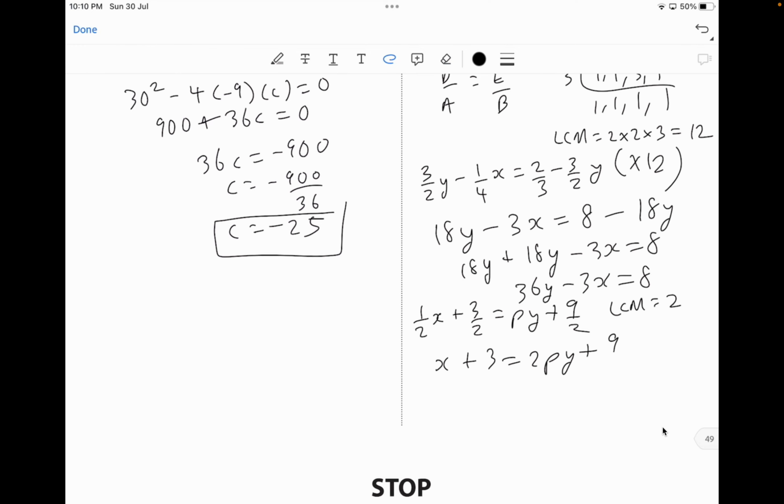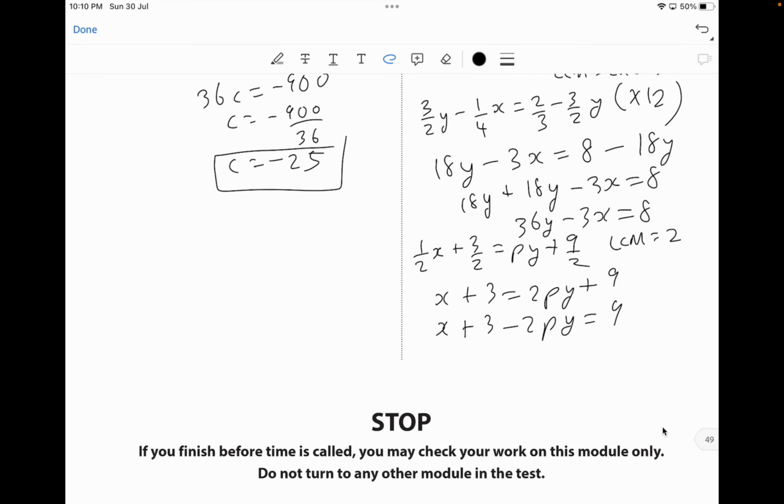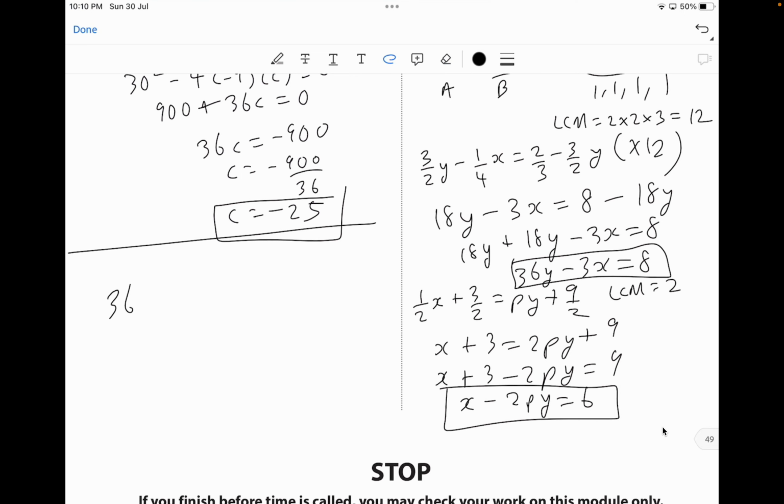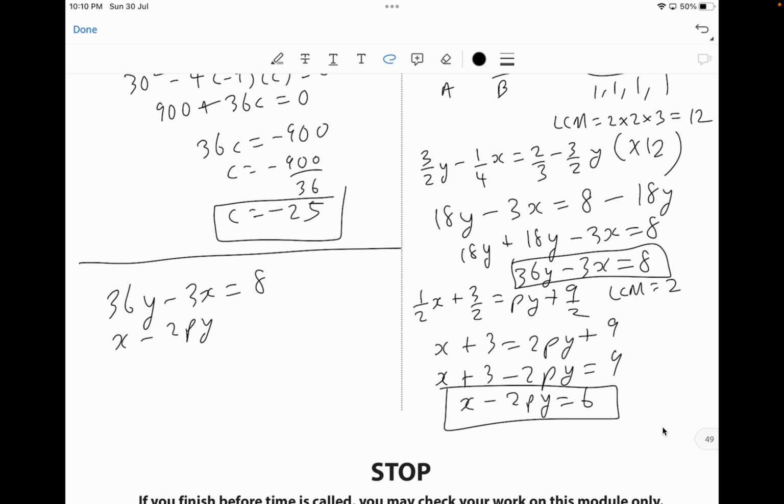And if you subtract 2py from each side of this equation, it gives you x plus 3 minus 2py is equal to 9, right? And subtracting 3 from the other side gives you x minus 2py is equal to 9 minus 3, which is 6. So we have two equations here: 36y minus 3x is equal to 8, and x minus 2py is equal to 6.